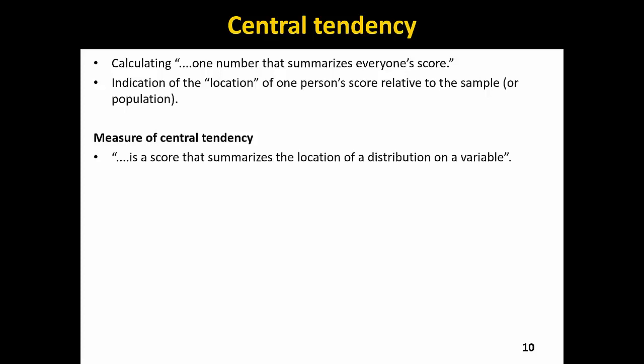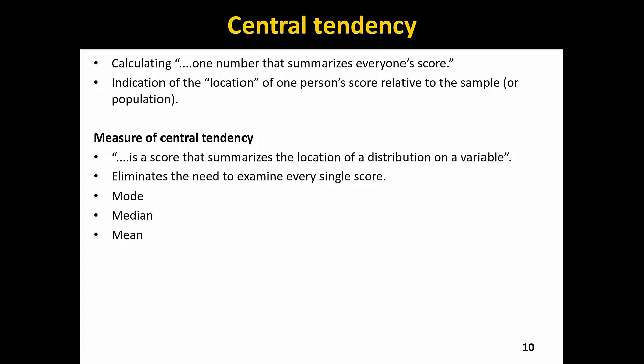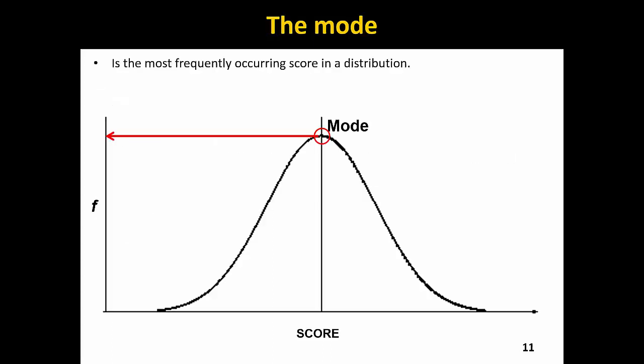The measure of central tendency that summarizes this location will actually eliminate the need to examine every single score. There are three measures that we will cover: the mode, the median, and the mean. The mode refers to the most frequently occurring score in a distribution, and in a distribution is identified as the quote-unquote highest point in the frequency distribution.